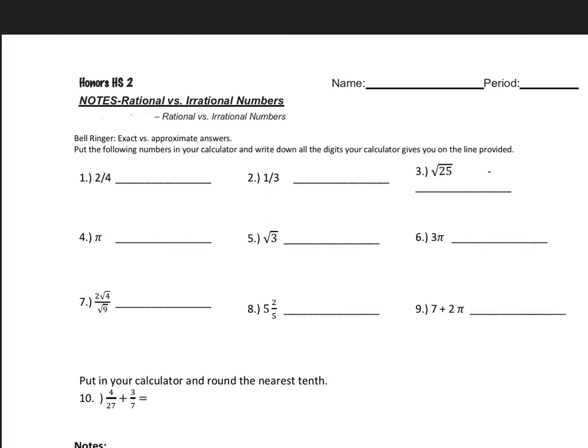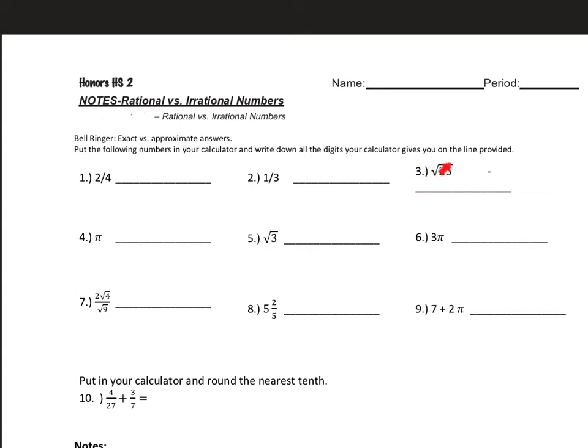So the first thing you're going to have to do in this video is fill out each of these lines here, 1 through 9. In a moment, I want you to pause this and get out a calculator and do what it says here. Put the following numbers in your calculator and write down all the digits that your calculator gives you on the line provided.